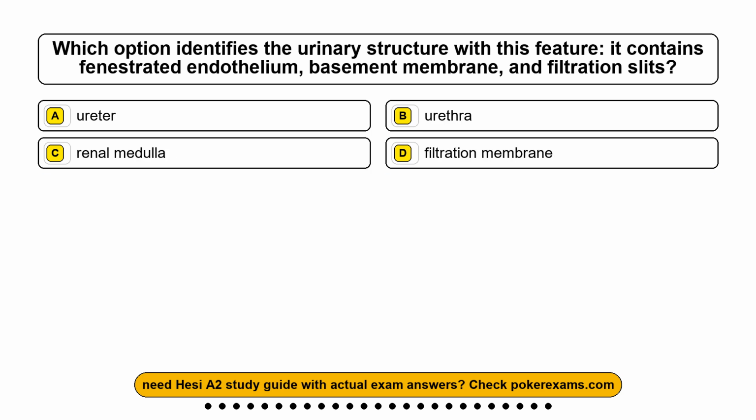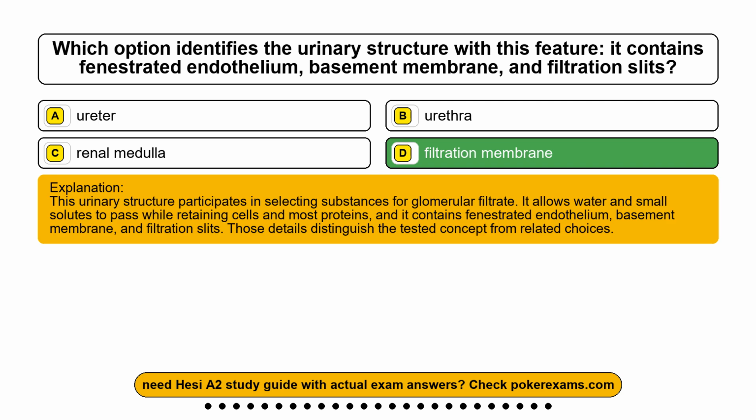Question 3. Which option identifies the urinary structure with this feature? It contains fenestrated endothelium, basement membrane, and filtration slits. Option A, ureter. Option B, urethra. Option C, renal medulla. Option D, filtration membrane. The correct answer is option D, filtration membrane.